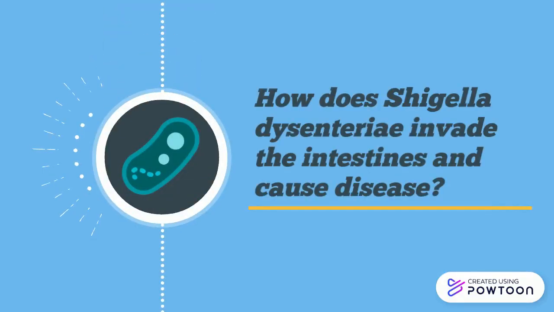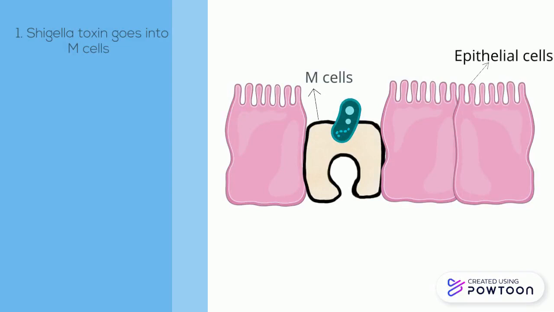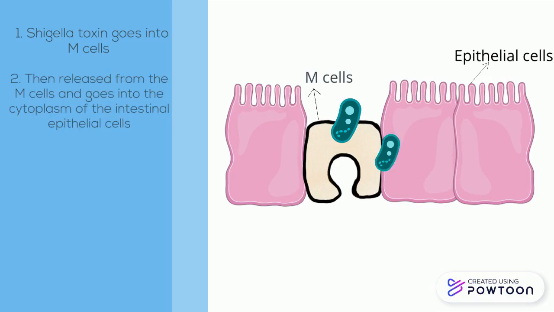How does Shigella dysenteriae invade the intestines and cause disease? Shigella goes into the M cells found in between the intestinal epithelial cells. It then gets released and travels adjacently into the cytoplasm of the epithelial cells.